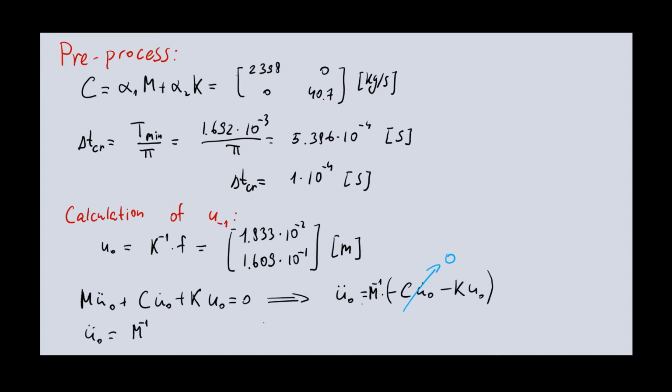inverse of mass matrix times minus K u0. Inserting M, K and u0, which we have obtained here, we obtain now the values of initial acceleration, and the units are meter per second square.